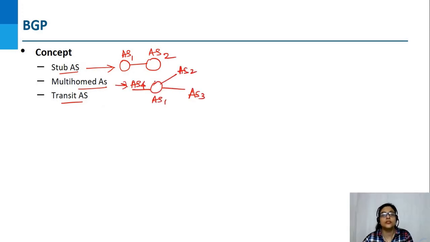A multi-homed autonomous system is an autonomous system which can be connected to many other autonomous systems like AS2, AS3 and AS4. So it can act either as a sink or a source. So it can receive information from all other autonomous systems and can send information to these autonomous systems, unlike stub autonomous system where it can only send and receive from a single autonomous system, which is its neighbor.